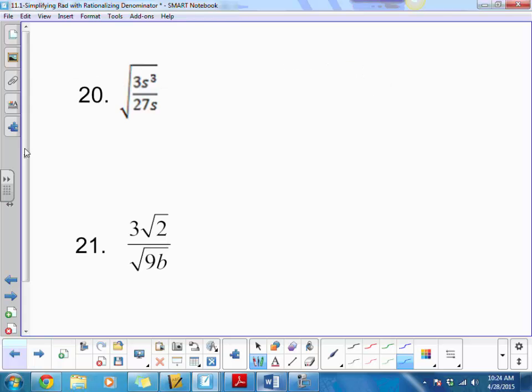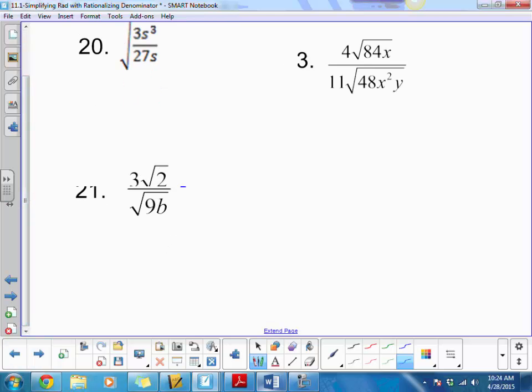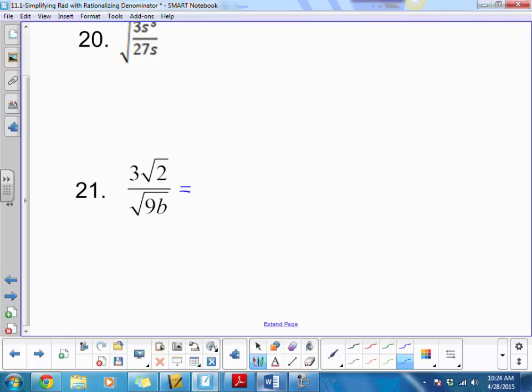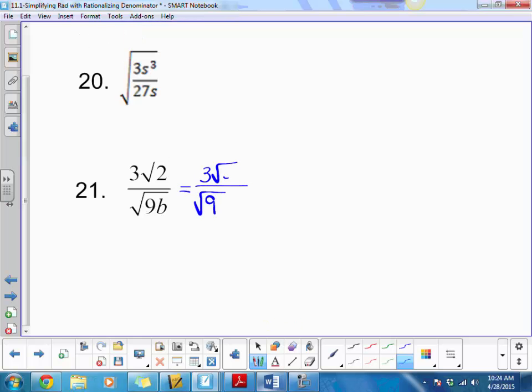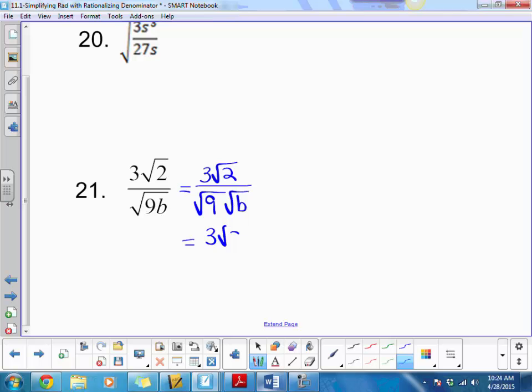Let's look at example number 21. Now, I'm going to break up my denominator. So in the numerator, I'm going to keep that the same for a second. I have 3 radical 2. And in the denominator, I'm going to say the square root of 9 times the square root of b. I know that the square root of 9 is 3. So now I have 3 times radical 2 over 3 times radical b.